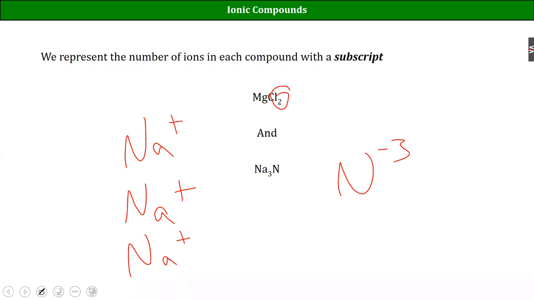So you need three sodiums and one nitride, but that's not very compact, right? That takes up a lot of space. So this is really just our more efficient way of representing that, right? Because once you know how to use the periodic table, everybody knows what the charge on the sodium ion is. And everybody knows what the charge on nitride is always going to be. And so we don't need to specify the charge every time, as long as its charge never changes.